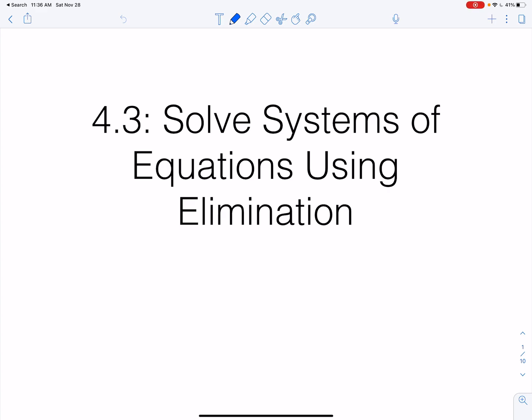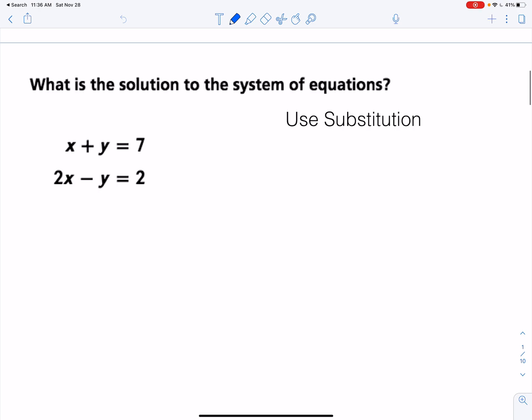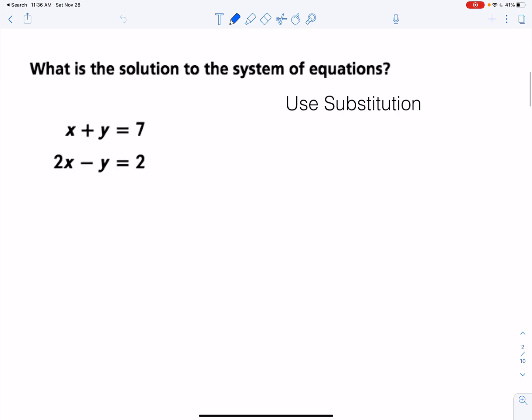Hi guys, welcome to 4.3, solve systems of equations using elimination. So the equations in the setup are going to look very familiar. In fact, here's an example I want you to do on your own, and I want you to use substitution, all right? Push play when you're ready to go over it.